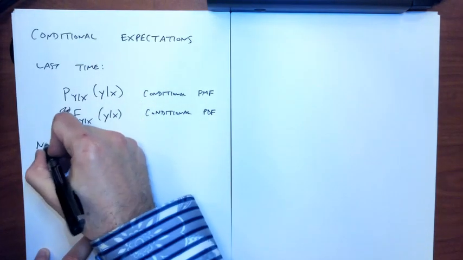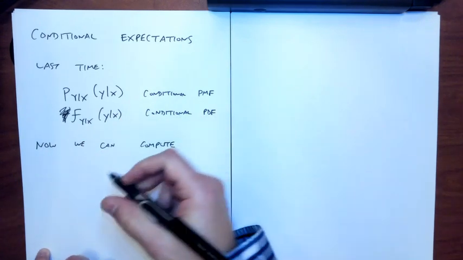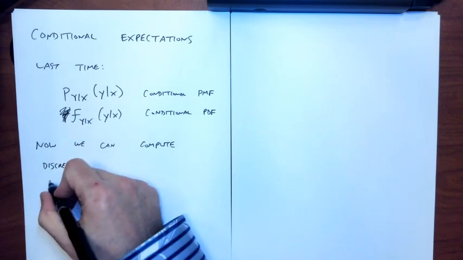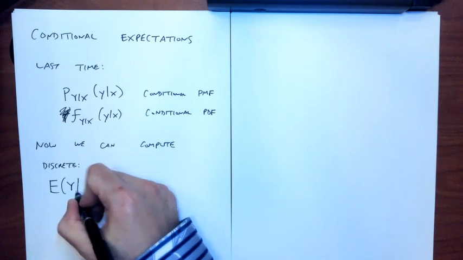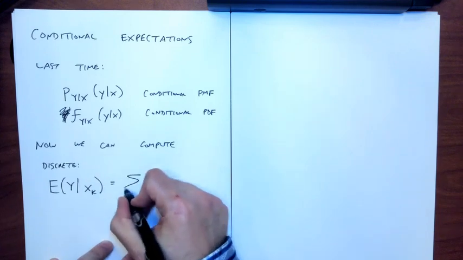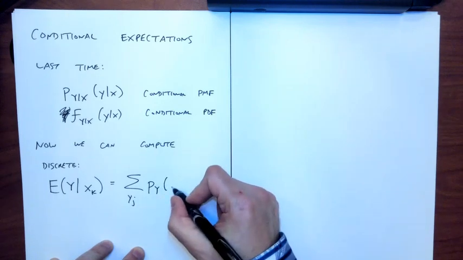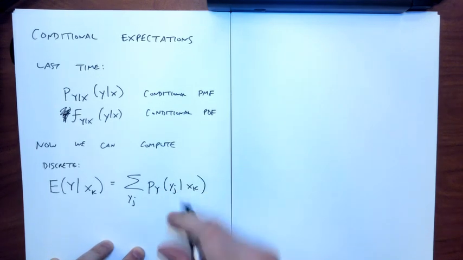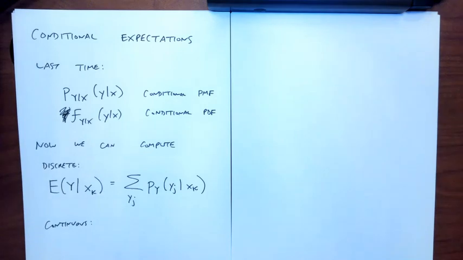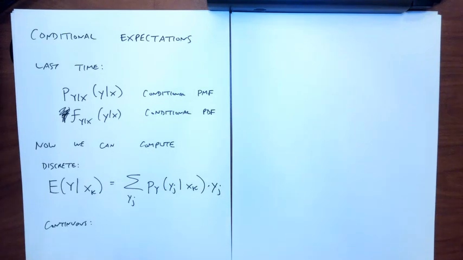So now we can compute, for example, in the discrete case, the expected value of some random variable Y given that I observed this random variable X. I sum over all the possible values of Y the probabilities, the PMF values of these conditional pieces of the probability mass function. Or if life was continuous, what I would do, I'm sorry, there's got to be a Yj here. That's important, right? This is the part that actually gives me the expected value.